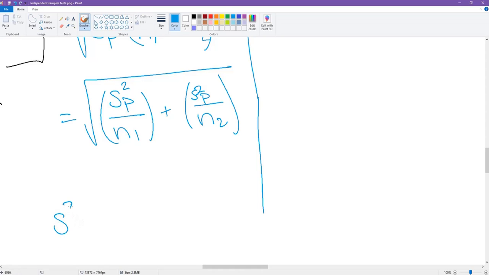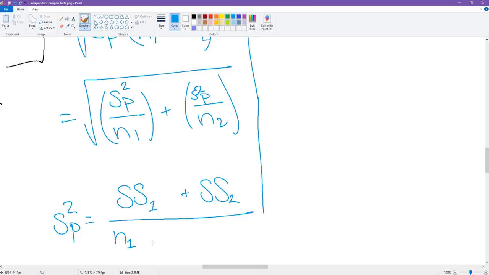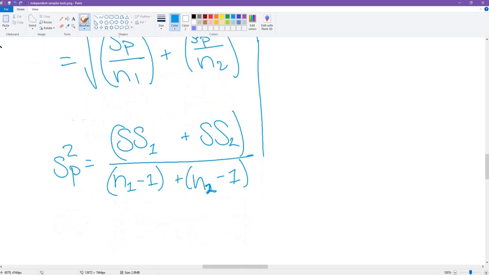And so our pooled variance is going to be equal to the sums of squares in our first group plus the sums of squares in our second group, divided by the sample size of our first group minus 1 plus the sample size of our second group minus 1. And if you don't know, SS in this case is simply going to mean sums of squared deviation scores. And yes, that's a very long name, which is why we shorten it to sums of squares, or SS1 and SS2.